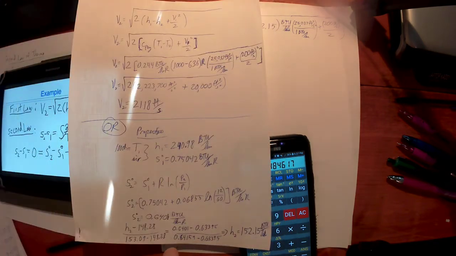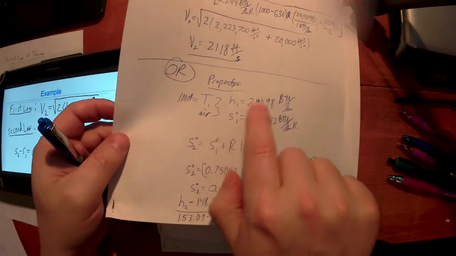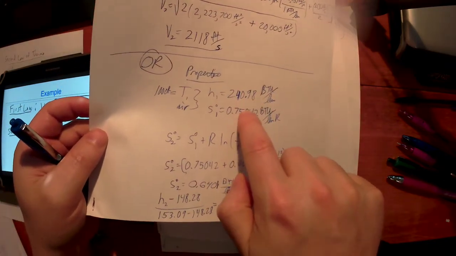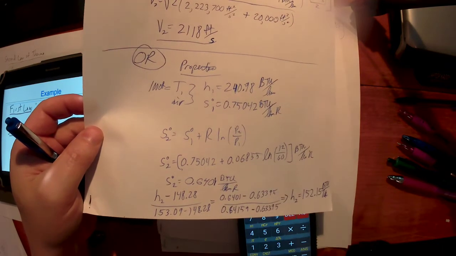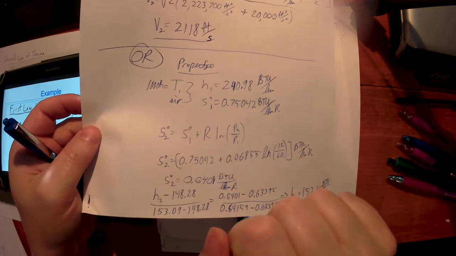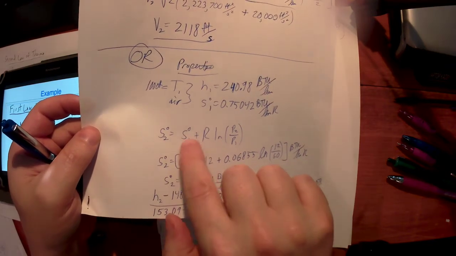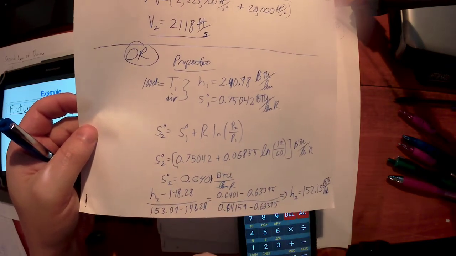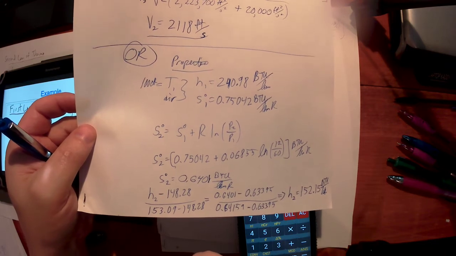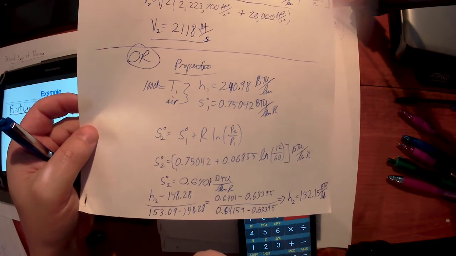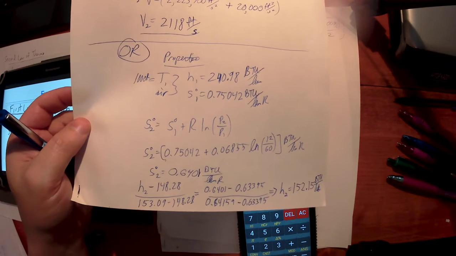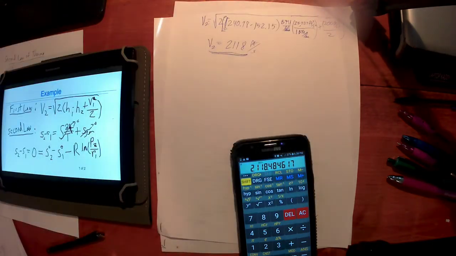If I don't have to do much interpolation, this one's a good candidate as far as I'm concerned, because I can find both H1 and S degree 1, so I might actually use this method, use the variable specific heats using the S degree values. But either way works just fine. Be comfortable doing either one, right? And because this is an isentropic ideal gas, there's actually even a special third way that you could do this problem.